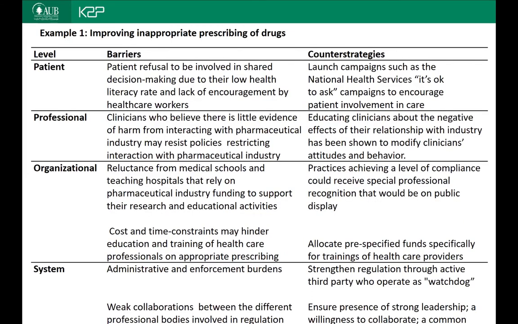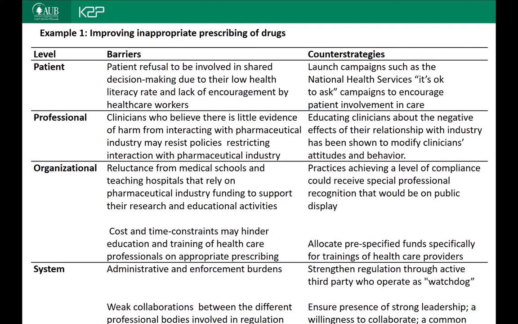For example, for improving the inappropriate prescribing of drugs, at the level of the patient, we know from the literature that patient refusal to be involved in shared decision-making can be a barrier. How to overcome it? In certain contexts, they have developed national health service campaigns to encourage patient involvement in care. For example, at the level of the professionals, clinicians who believe that there is little evidence of harm from interacting with pharmaceutical companies resisted the policies in different contexts. As such, a counter strategy would be to educate those physicians about all the consequences of the pharma interaction for their practices at a later stage.